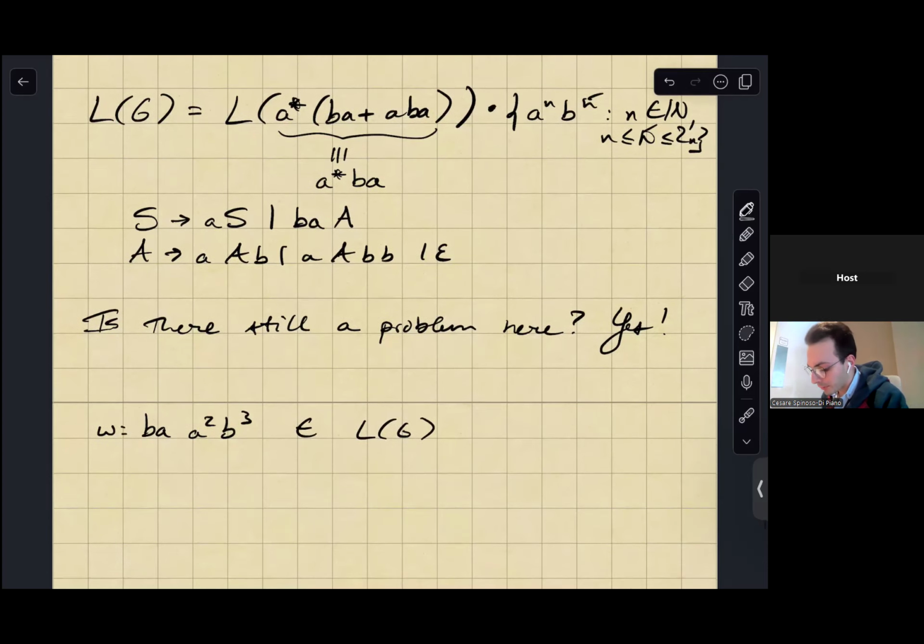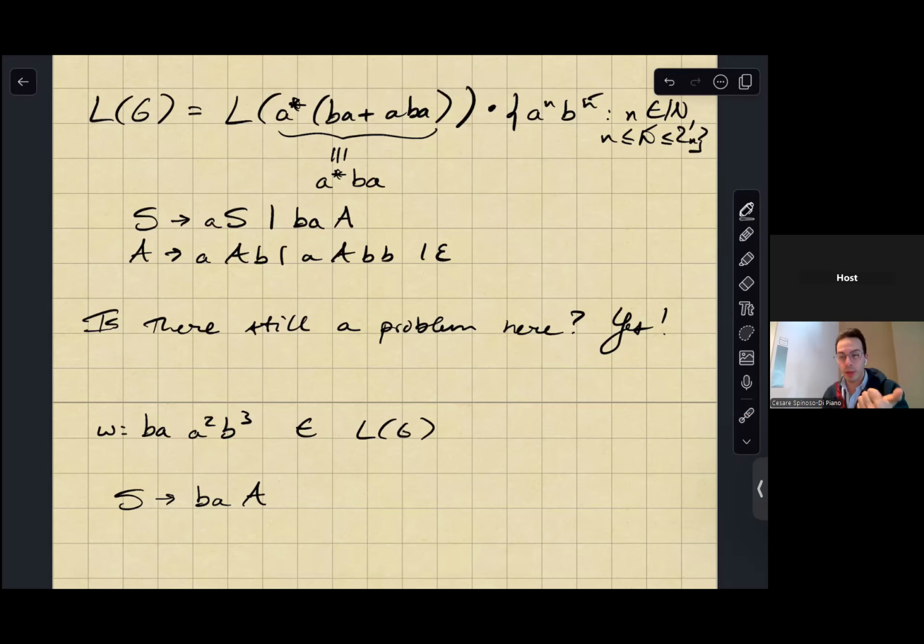Now, what are the ways to derive this? I can start with S, then use this BA. So now I'm at A. And now, what's one way of doing this? Well, I have one A here, and then I have two A's here, sorry. I have two A's here and three B's on the right.